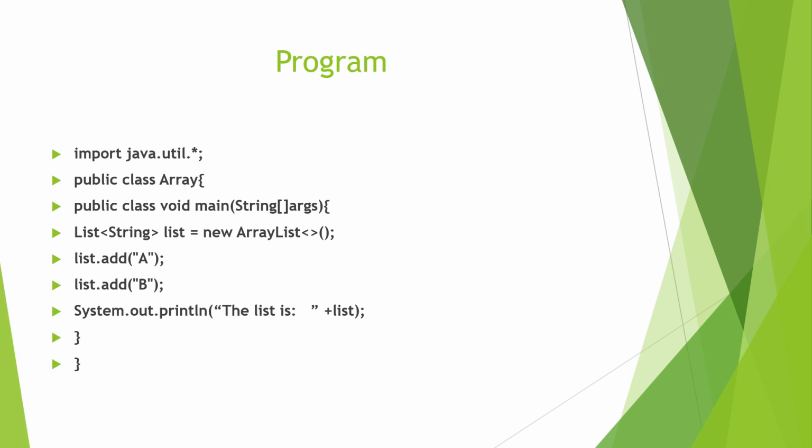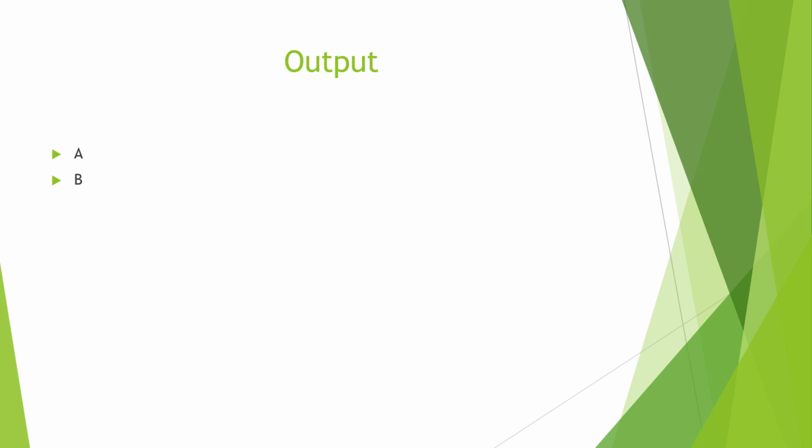So this is the program where first I am importing packages java.util. After that I am creating a public class, and I have given the class name as array. After that I am using the void main function over here. Then I am creating the list interface over here by using list syntax, and then I am using this add method to add an element in this array list. So it will print a b, so this is the output.